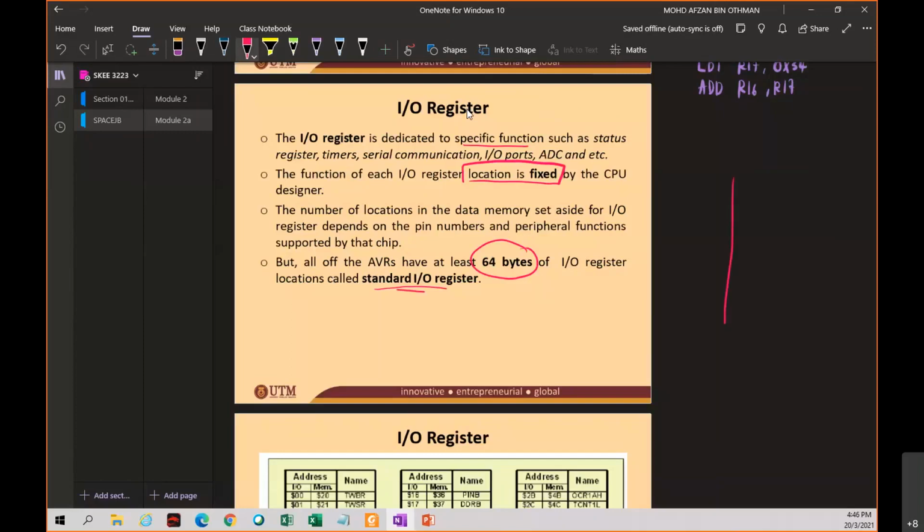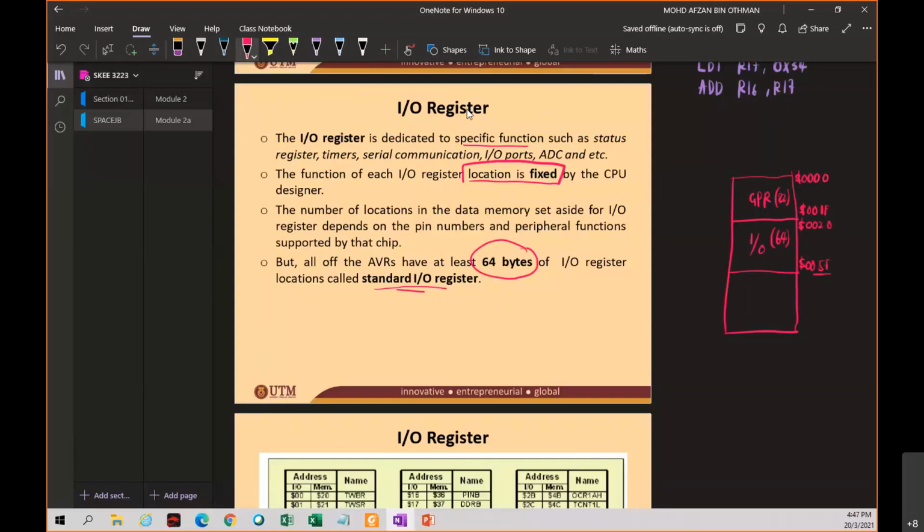Tadi kita lukis balik dulu kita punya ni. So this is our GPR. Kita ada 32 GPR, which is starting from address 0000 sampailah 001F, and then this is I/O register. Kita ada 64 I/O register which is starting from 0020 until alamat 005F. Macam mana nak dapat 005F?